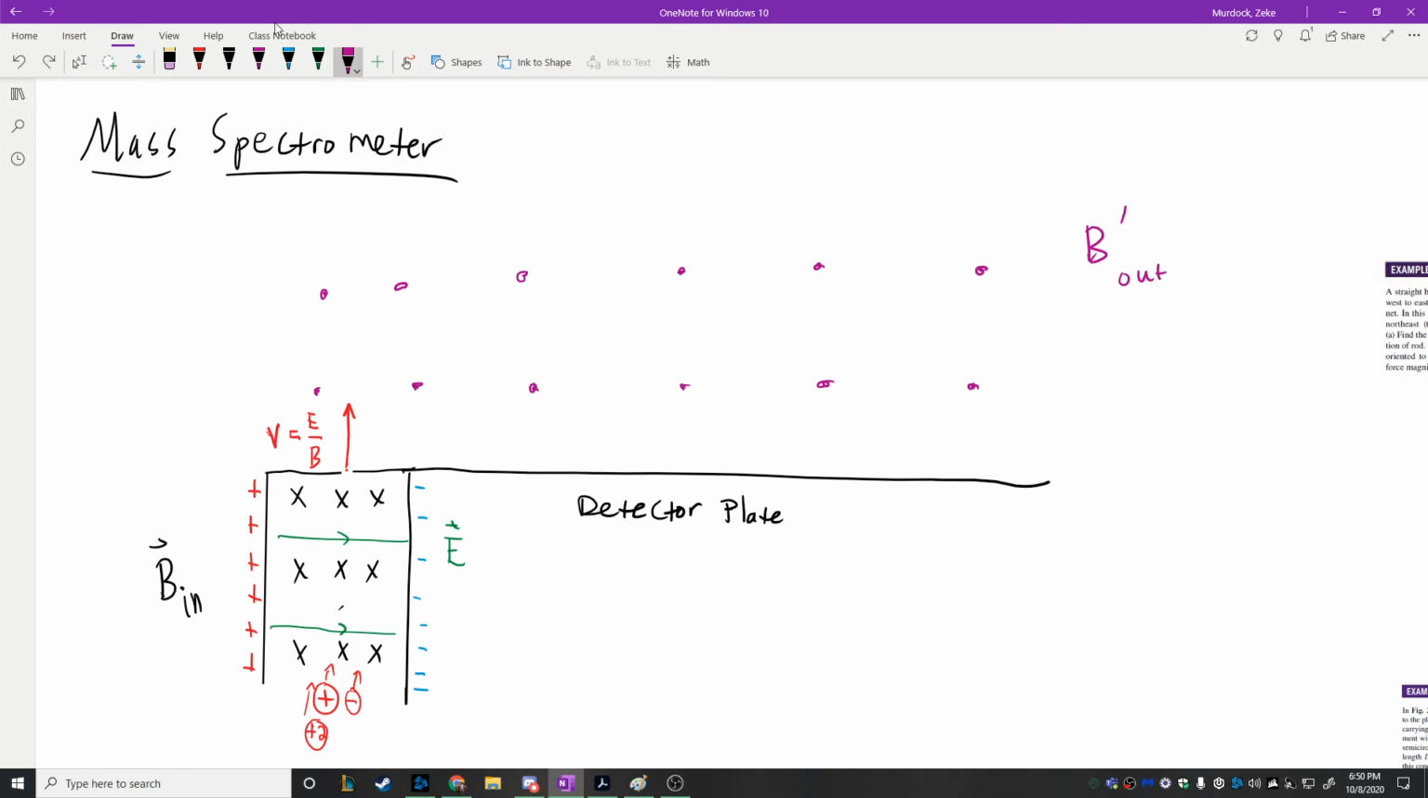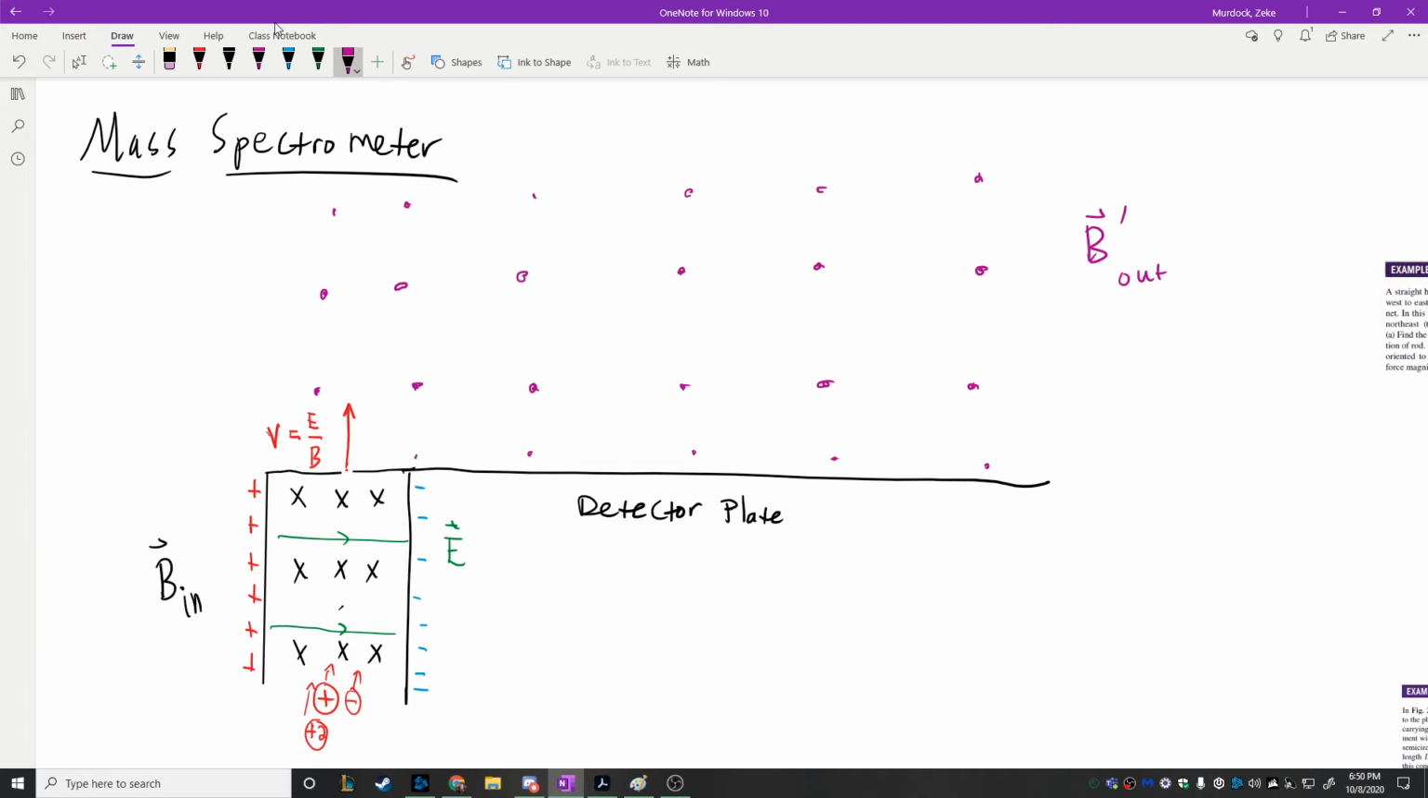All in this region here. Okay, so two separate magnetic fields. In the region where the velocity selector is, there's just this inward magnetic field, and here we have this outward magnetic field.